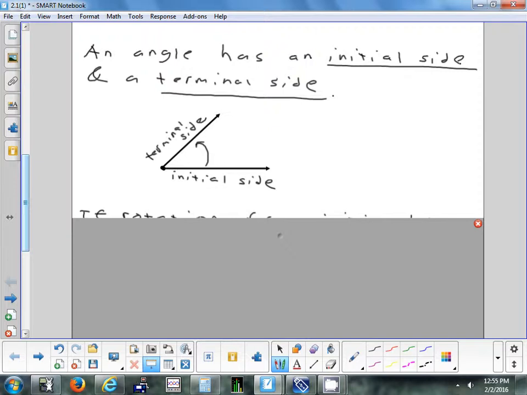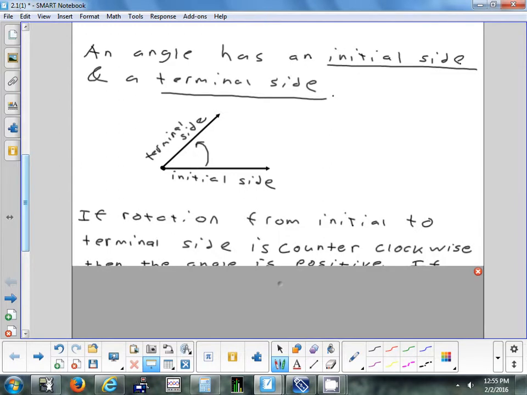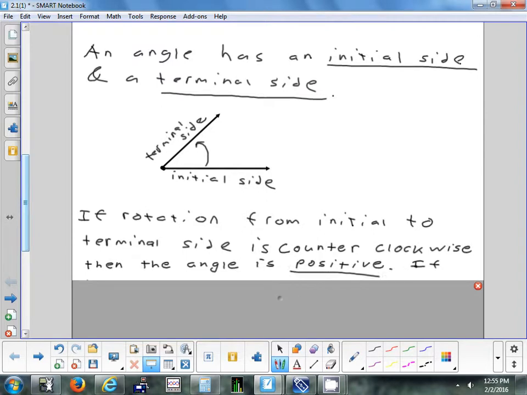So notice here the direction I have this arrow being drawn. If you think in terms of movement on a circle, how would you describe that direction? Yeah, that's counterclockwise. So if your rotation from the initial side to the terminal side is counterclockwise, then that's a positive angle. So if you're rotating from the initial to the terminal in a counterclockwise direction, it's a positive angle.